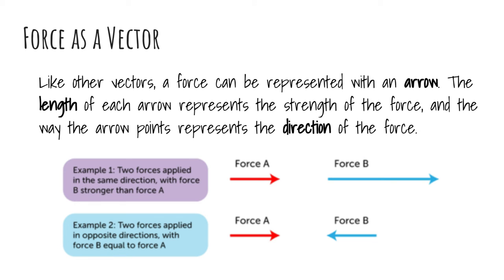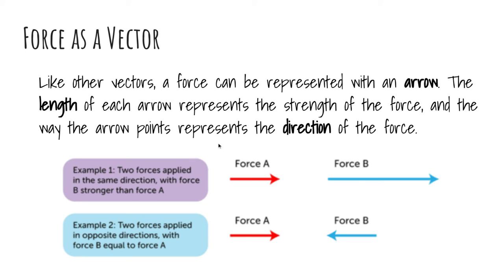And like other vectors, a force can be represented with an arrow. And as we saw in that video, the size of the arrow and the direction of the arrow do make a difference. So the length or even the width of each arrow represents the strength of the force. So the longer the arrow, the stronger the force. The wider the arrow, the stronger the force.